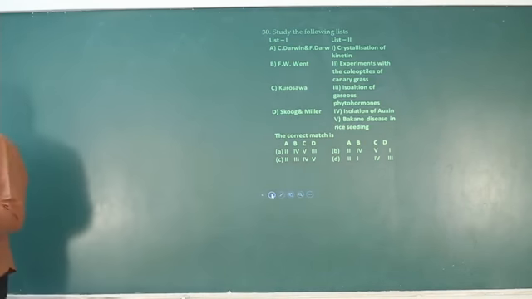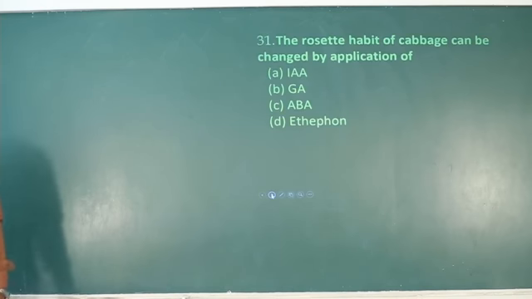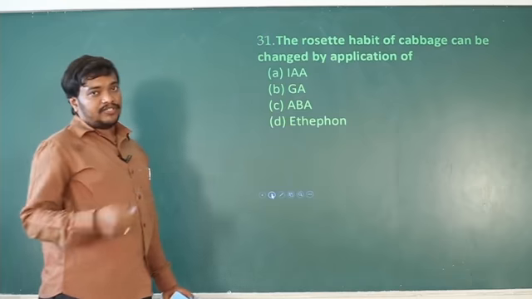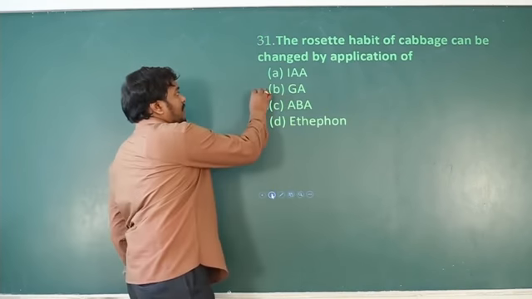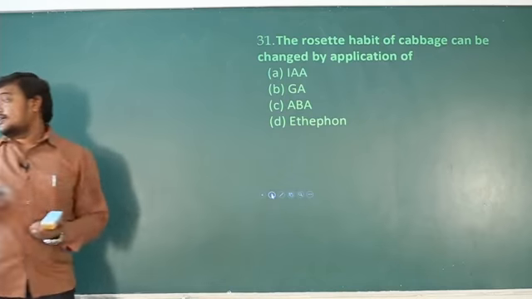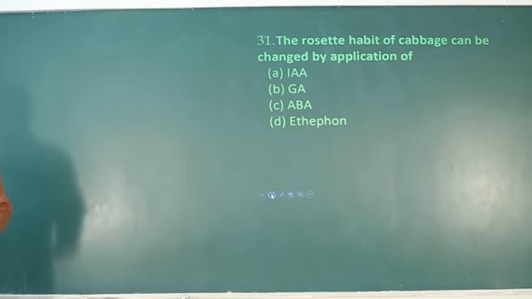Okay, let's go to the next question. Question number 31. The rosette habit of cabbage can be made into a larger tree by application of gibberellic acid. So, direct question, it is gibberellic acid. Next, question number 32.